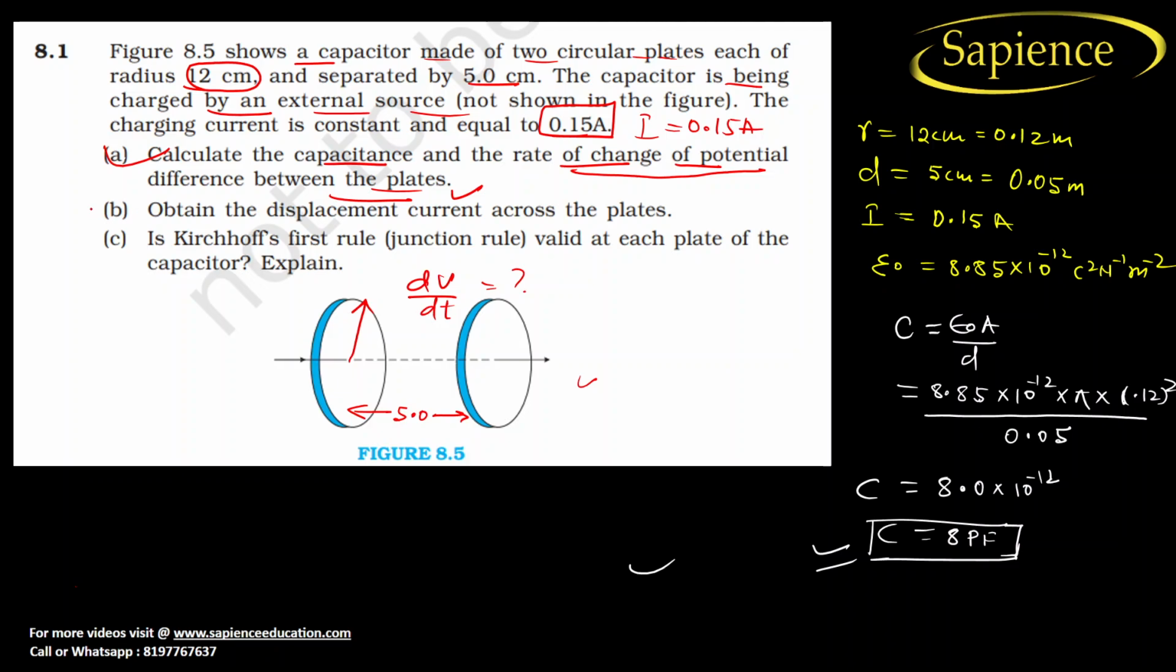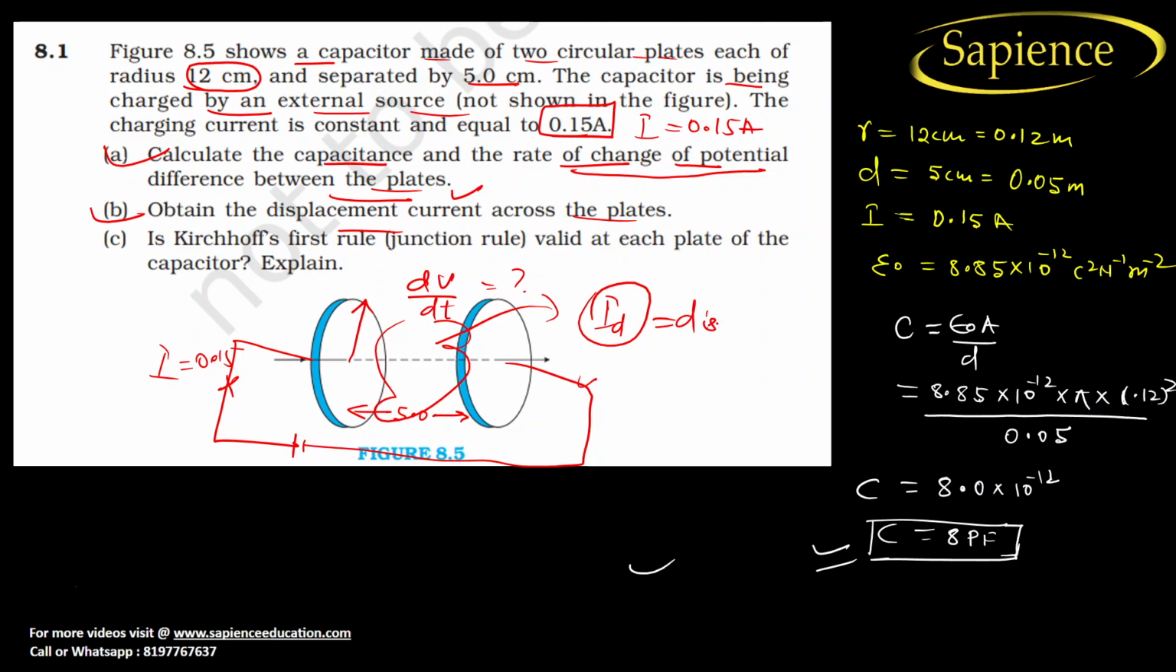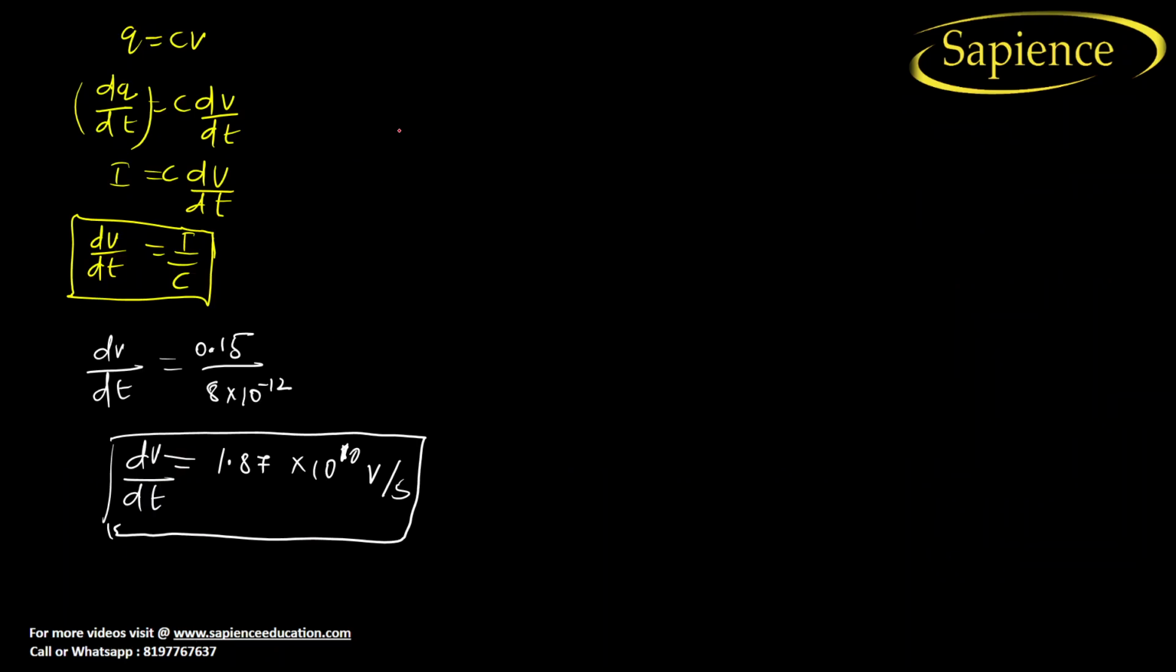Next they are asking to obtain the displacement current across the plates. What is displacement current? Since this plate has been connected with the current source, the normal current itself is I, which is equal to 0.15, but there is no connection between the plates. So how does this conduction happen? This current is considered as i_d, that is displacement current. So how to solve this? First of all, this is the part B question. I will start step by step.